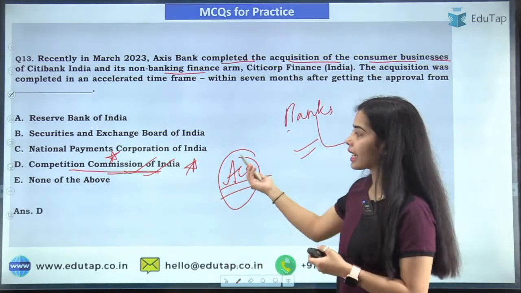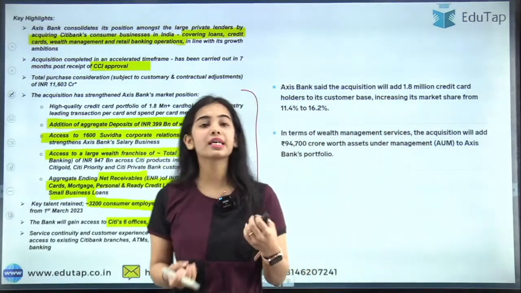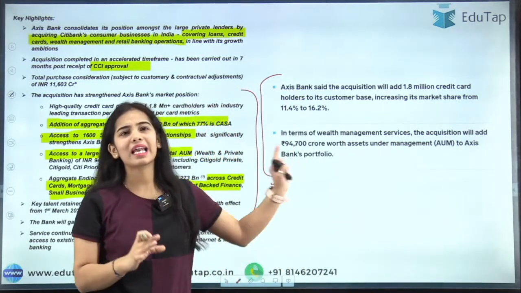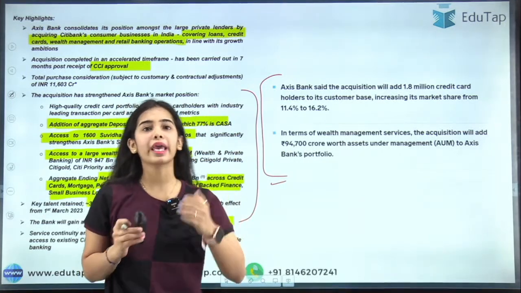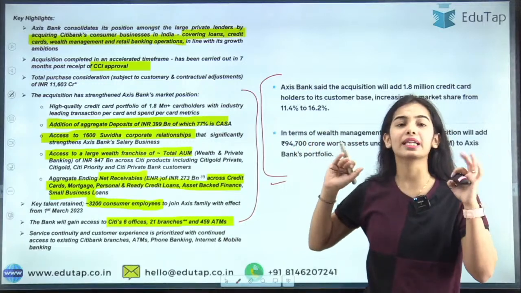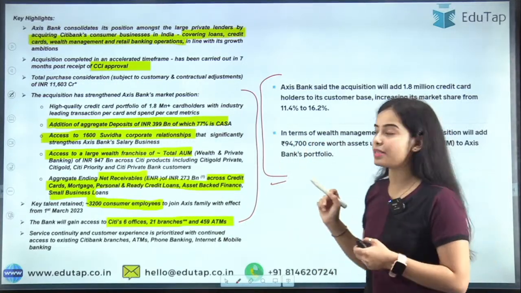So now the right answer is D, and I hope you have remembered the important points regarding the data points. This was in the news article. Try to have clarity. It is not important that the data directly comes in the examination. Only the important data you should read and have clarity on, that Axis Bank has become a very big bank now because it has acquired Citibank.